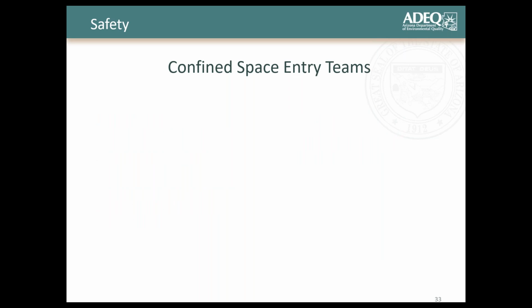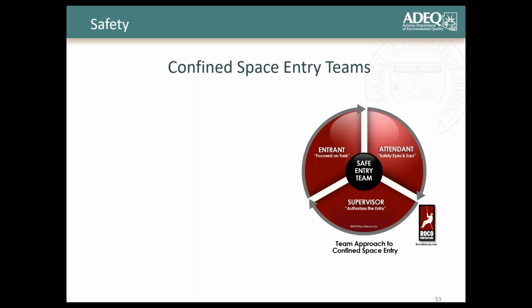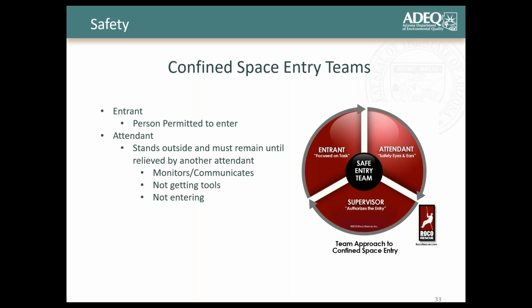Now, we can talk a little bit about confined space entry teams. The main components of a confined space entry team include an entrant, which is the person that's permitted to enter, and an attendant. This is the person that stands outside and must remain until relieved by another attendant. So this is the person that monitors and communicates with the entrant inside. This person is not getting tools, right? He's not walking back and forth from the truck, getting tools and lowering them. A lot of folks get really comfortable with that, and this person is definitely not entering the space.